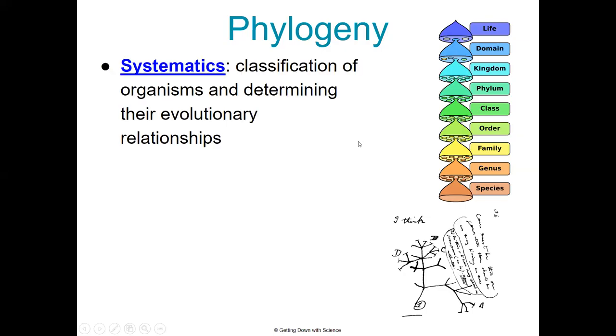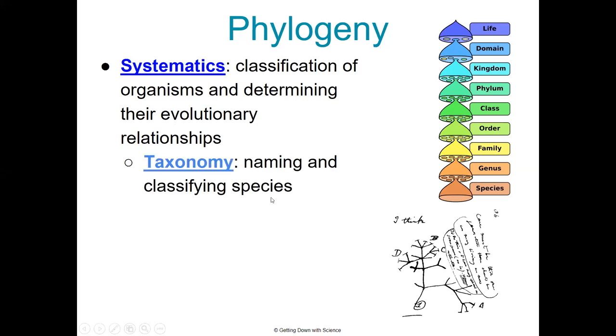Okay, so when we're talking about phylogeny, we're focusing on the concept of systematics, classification of organisms and determining their evolutionary relationships. So how are they related to each other? How do we group them and how are they related? So obviously within this concept of systematics, we have taxonomy, the naming and classifying. And so we learned about that when we learned about domain, kingdom, phylum, class, order, family, genus, species. Dumb kids playing carelessly on fences get splinters.